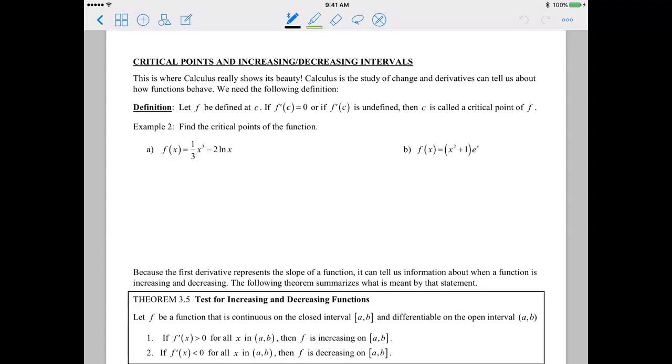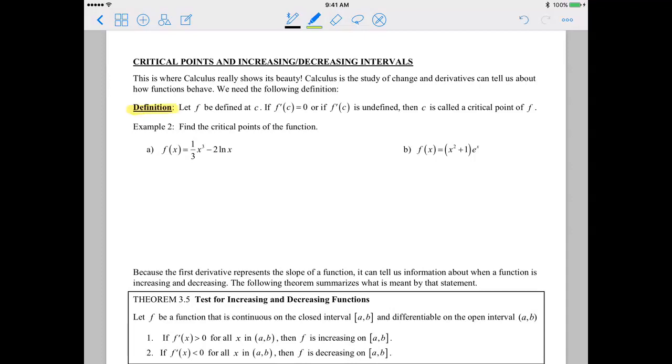Okay, so the second thing we want to talk about are critical points and increasing, decreasing intervals. And this is where I really think calculus gets fun and exciting and really shows its power, in the ability to determine when a function is increasing or decreasing and where a function has maximums and minimums. Okay, so very important definition here, so I'm going to highlight it.